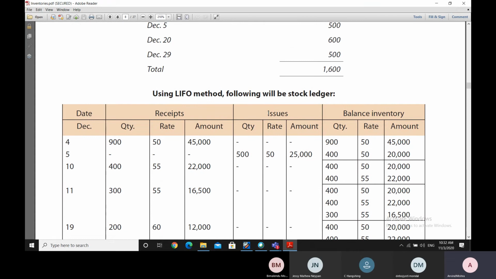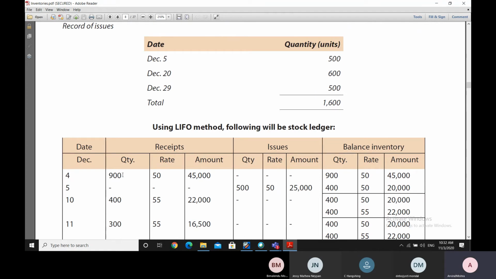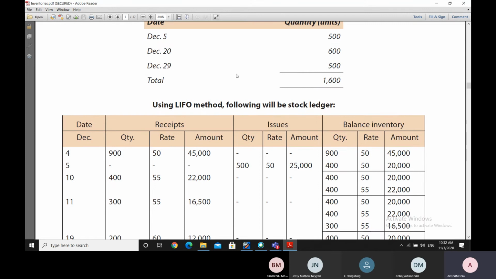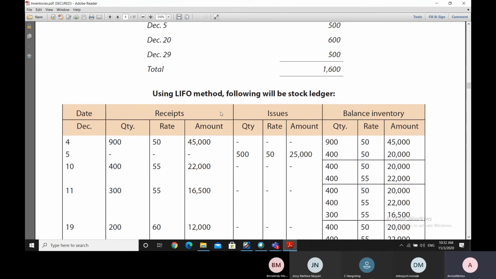Now supposing we have to use the LIFO method, what we'll do is that we are writing the items which are being purchased, receipts are being written here, the quantity of the receipt, the rate of the receipt, and the amount of the receipt. Against that, we are writing the issue quantity, issue rate, and the issue amount. So let's say on December 5, certain thing is issued. So when on December 5 we are making the entry, we are writing the issue. So 500 quantity, rate 550, and 25,000 is the amount here.